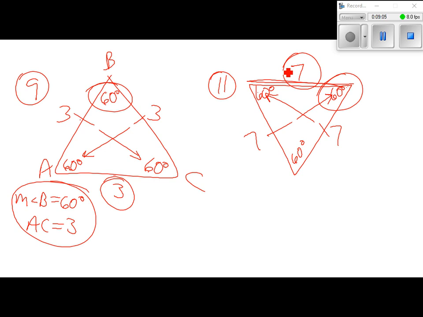Do we have to do 15? Yes, we've got to do 15. Okay, 15. Problem 15.